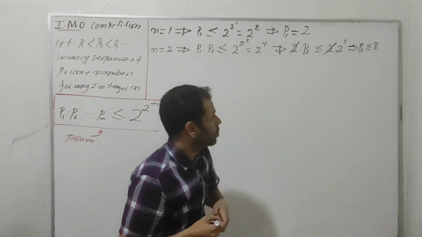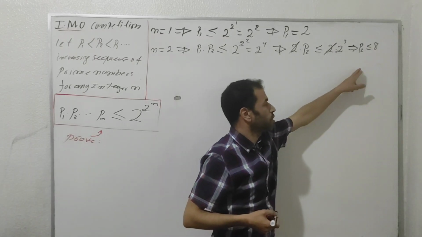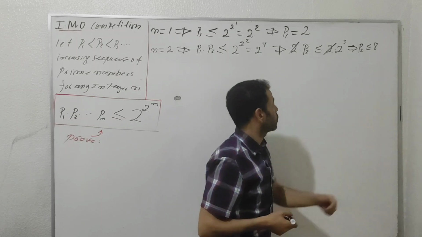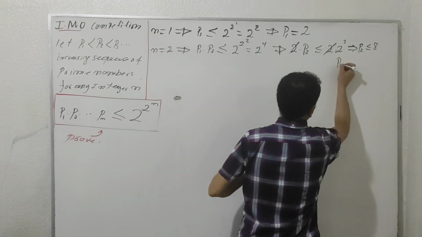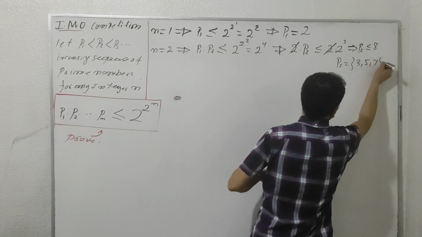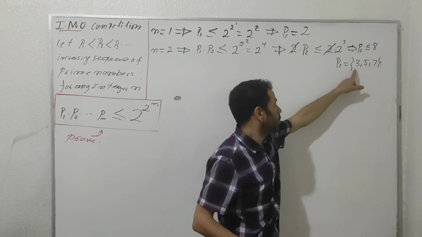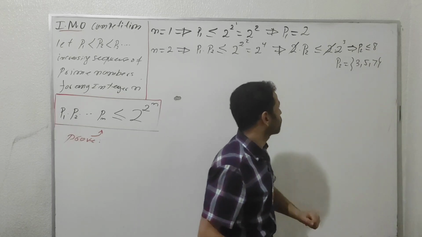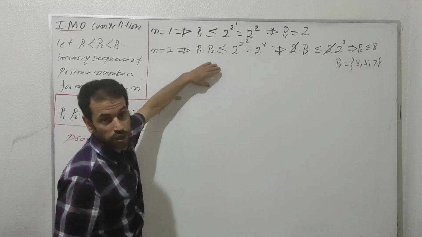Since P2 is a prime, P2 has 3 possibilities. It is either 3, 5, or 7. You will be in this set: 3, 5 or 7. The minimum value you can take is 3, and the maximum value is 7. So this is just the base case.